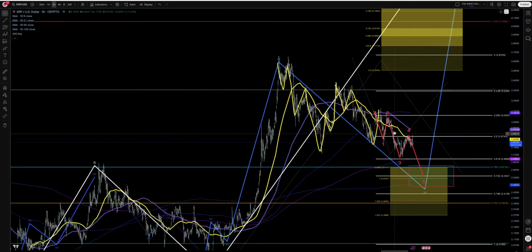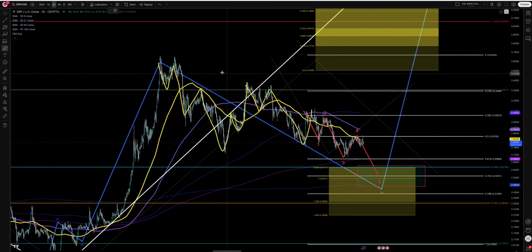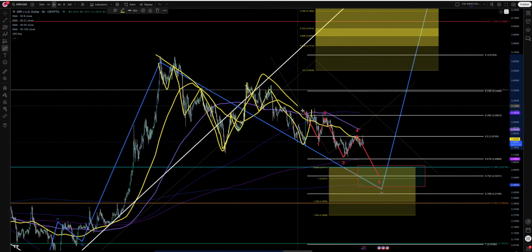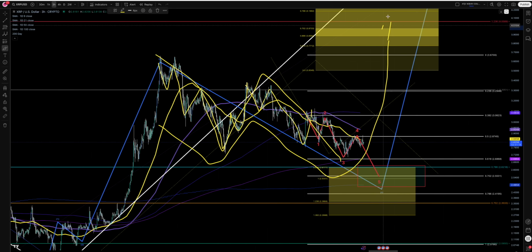And if we end up getting back above the 21-day moving average at 2.93, and the 50-day moving average at 3.08, that would negate this downside movement, and we can consider this just to be a double bottom Adam and Eve pattern, and then we pop off from there.